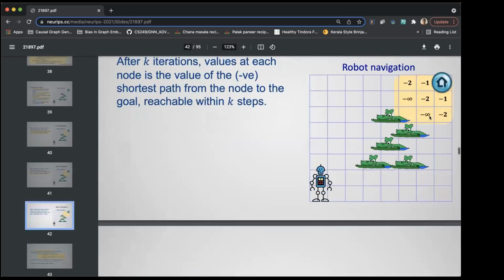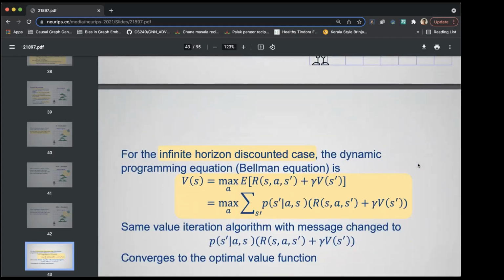So once we do this enough iterations, we cover the whole grid and update the value function for all these nodes in the grid. We'll get the shortest path and a good policy for the robot to navigate from this starting point to home without going into any of this dangerous territory.